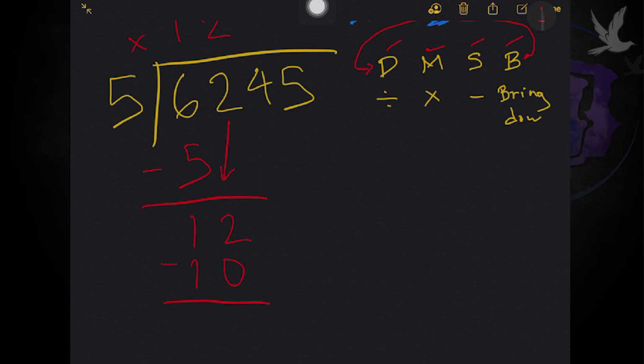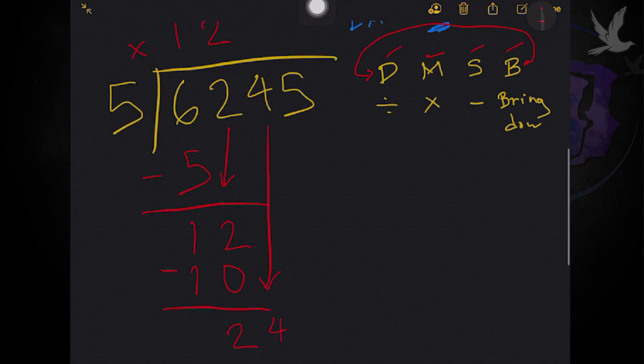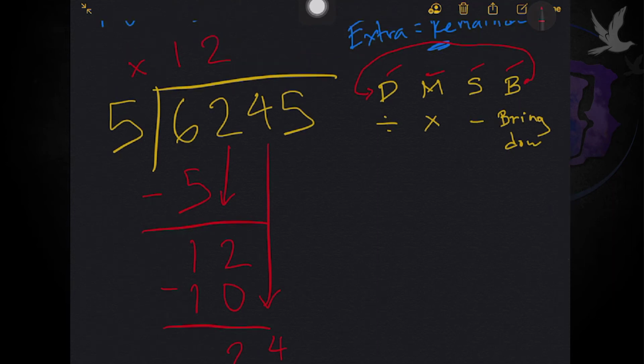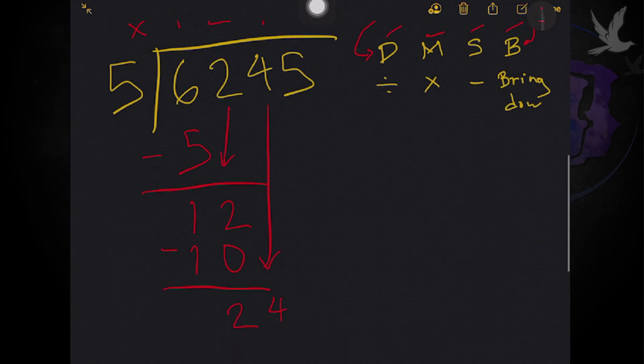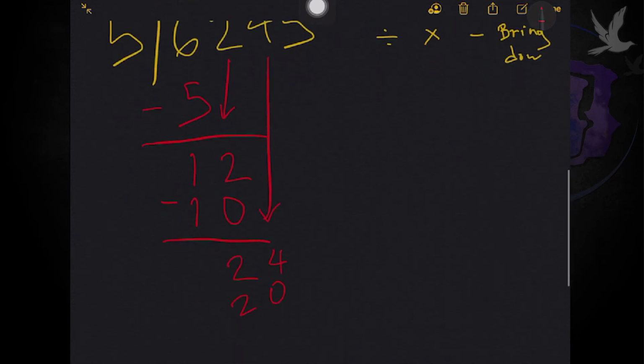And after multiplication, we have subtraction. 12 minus 10 will give you 2. And we have, after subtraction, we have bring down. Bring down what? The next number, which is ang 4. 24 divided by 5 is what? 4. 4 times 5 will give us 20.